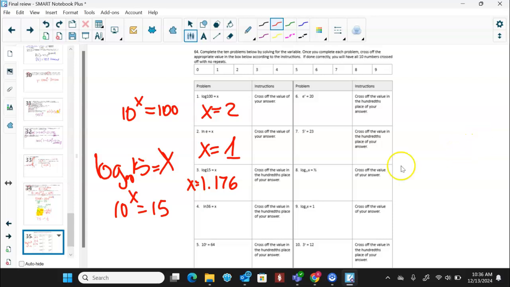Okay, and so on. You would go on again, ln of 36. I'm just going to give you answers for this one. You would just plug it in exactly the way it is. So number 4 would be 3.58.